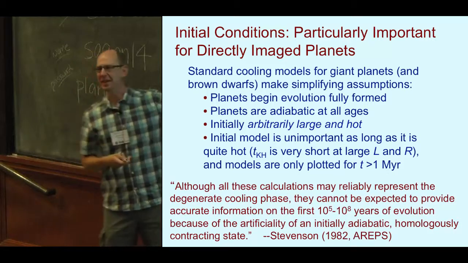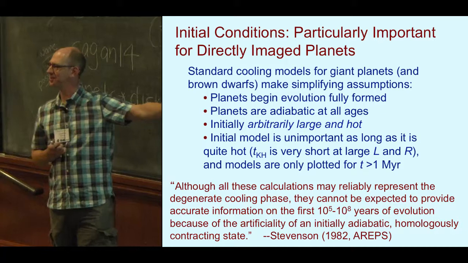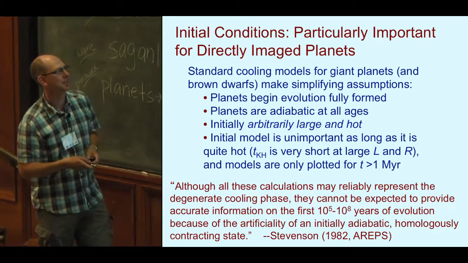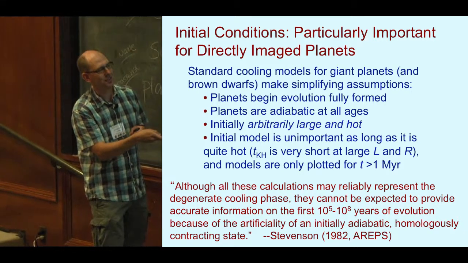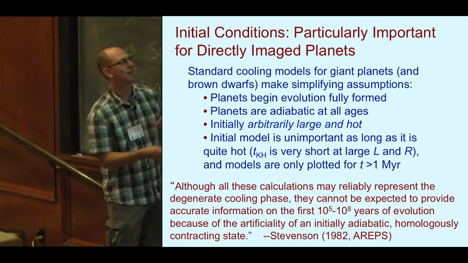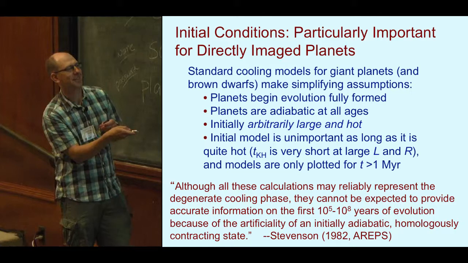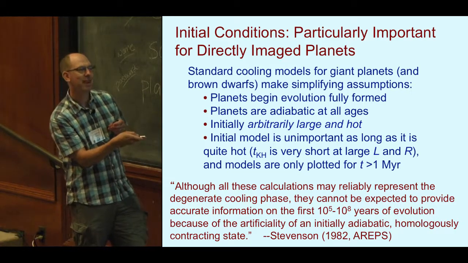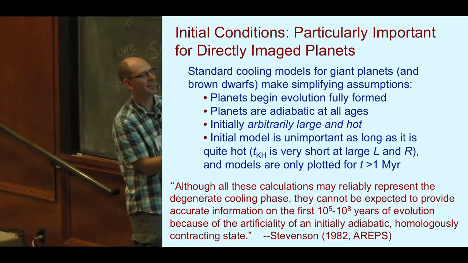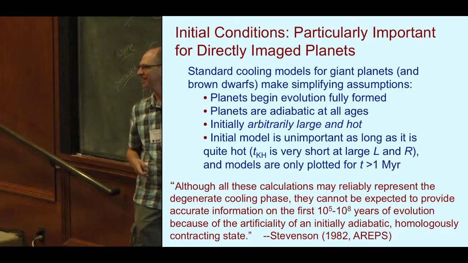But people have been thinking about planets for not just the past 5 years or 10 years. People have thought about this for many decades. So Dave Stevenson is a professor at Caltech here on campus. And he wrote a classic review article in 1982 thinking about the evolution of the solar system's giant planets. He had this great quote that, although all these calculations may reliably represent the degenerate cooling phase, they cannot be expected to provide accurate information in the first 10 to the 8 years of evolution because of the artificiality of an initially adiabatic, homologously contracting state.